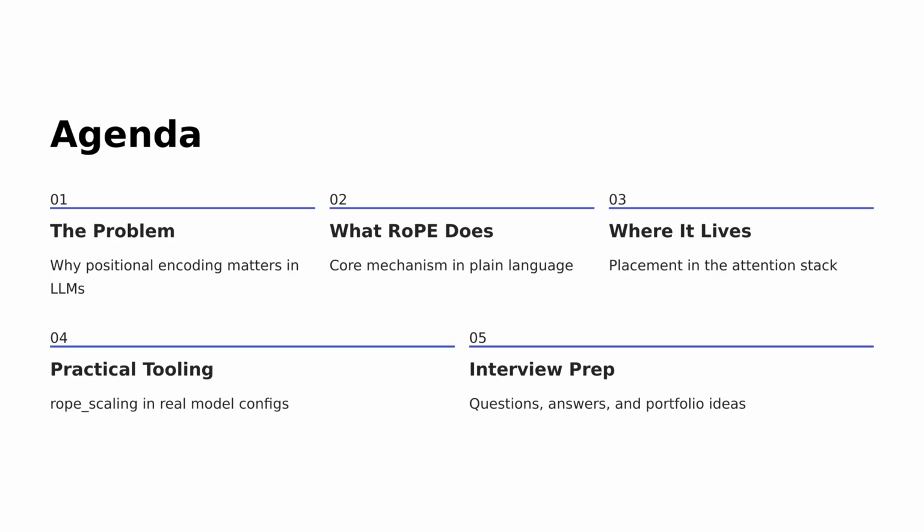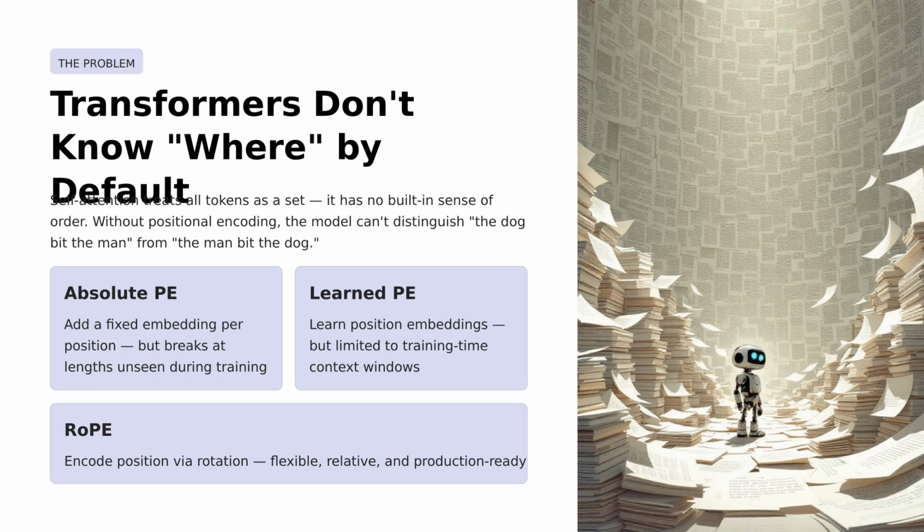We'll start with the core problem: why large language models need positional information at all. Then we'll look at what RoPE does in plain language and where it sits inside the attention mechanism. After that, we'll cover practical tooling, including RoPE scaling in real model configs. Finally, we'll wrap up with interview questions, strong answers, and a few portfolio-ready project ideas.